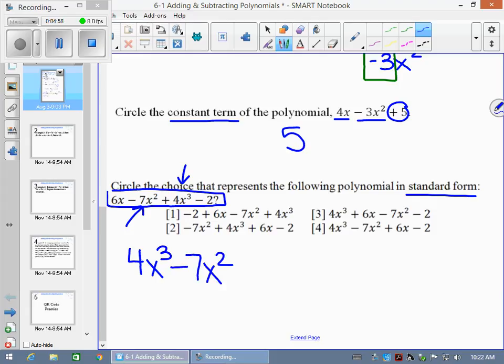Then I have 6x to the first. Remember, if I don't see an exponent written, I know that it's raised to the first power. And then that negative 2 is my constant term. There is no x. The constant term should always go last in standard form. So if I take a look at my choices, choice 4 is the only one that accurately represents a standard form polynomial.